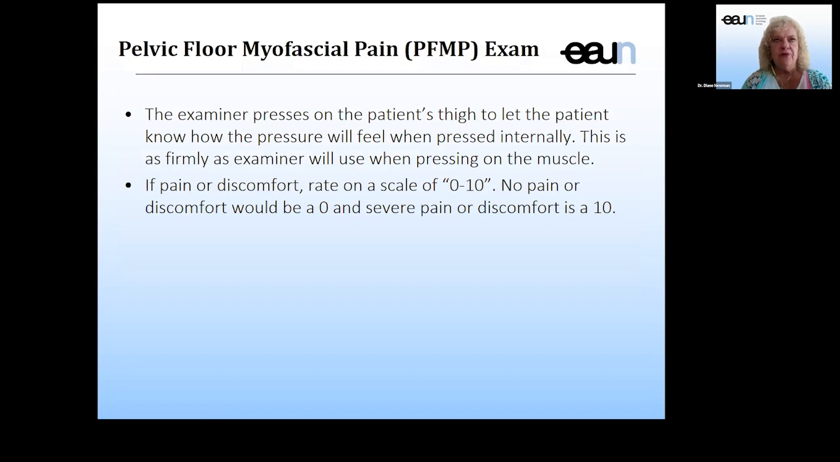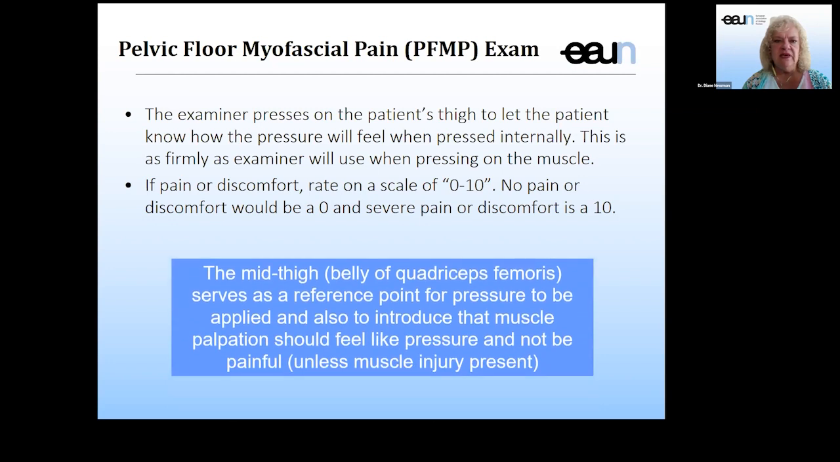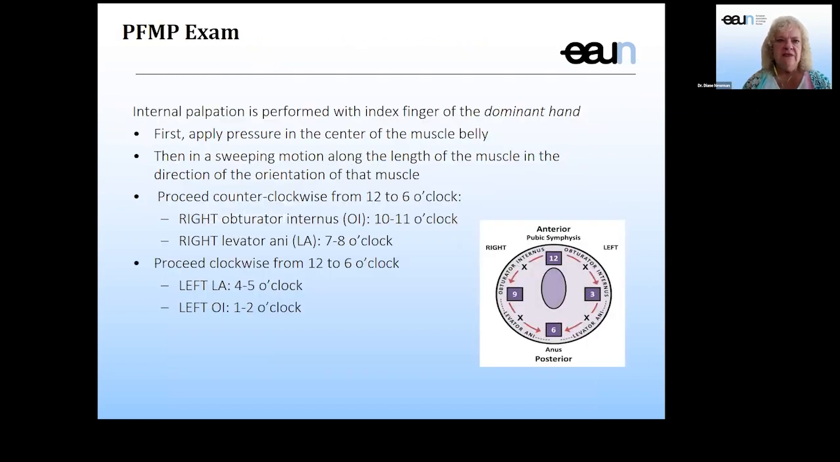You first press on the patient's thigh with pressure to tell them how much pressure you will be exerting in the vagina, and that you're going to ask them to tell you if they have any pain or discomfort on a scale of 0 to 10. Basically, the mid-thigh serves as the reference point for pressure to be applied to determine whether they're going to have pain. And this is kind of our instructions for how you would do this.